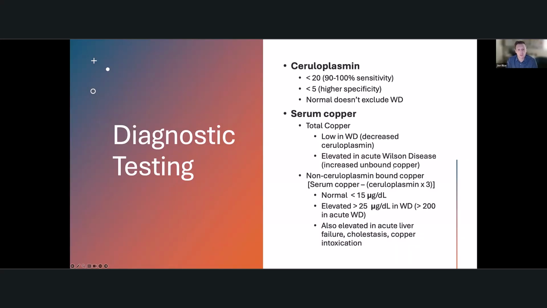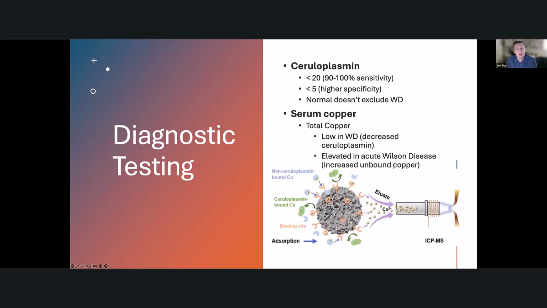This is also elevated in other situations such as acute liver failure, cholestasis, and copper intoxication. And the thing to know about it is that it's notoriously unhelpful or inaccurate. That's because, the way the lab testing is done to calculate this, it commonly becomes negative and is unhelpful in this situation.